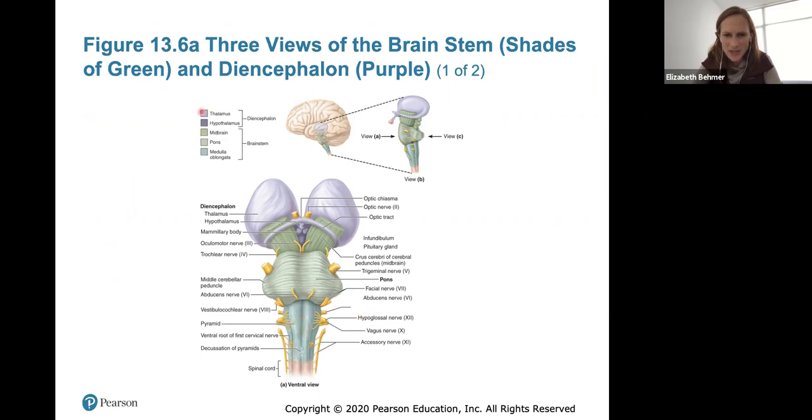You can see each part with a different color: the thalamus, hypothalamus, midbrain, pons, and then the medulla oblongata. So knowing this general anatomical structure of the thalamus, hypothalamus, midbrain, pons, and medulla oblongata, you should know that general structure.